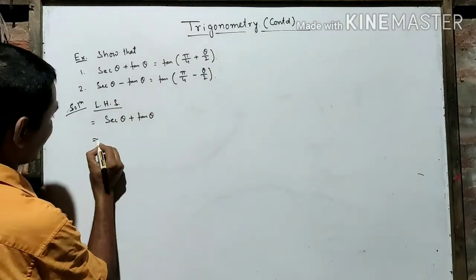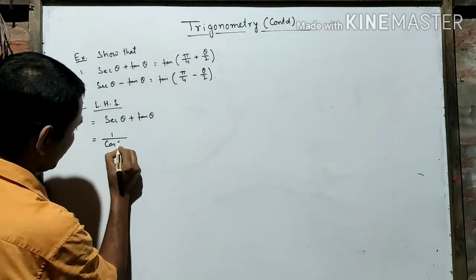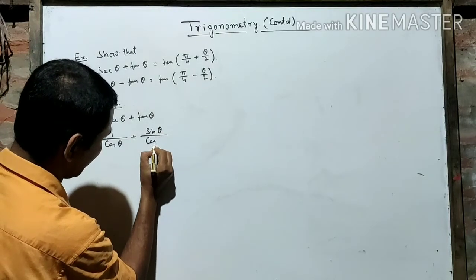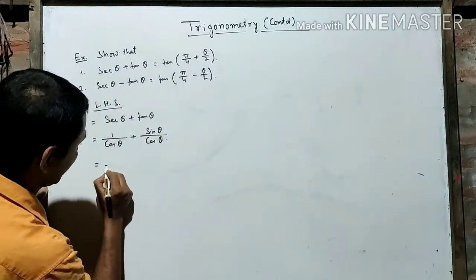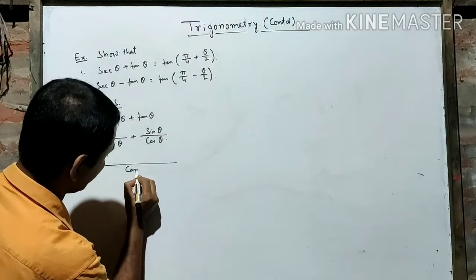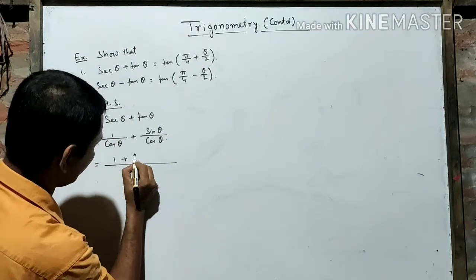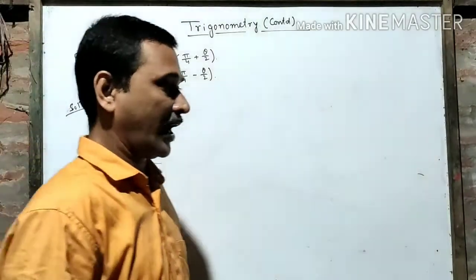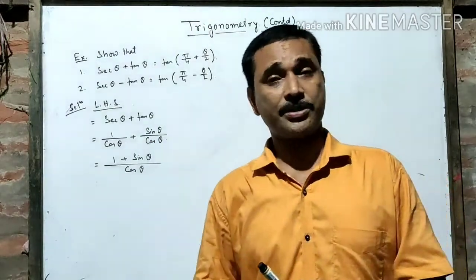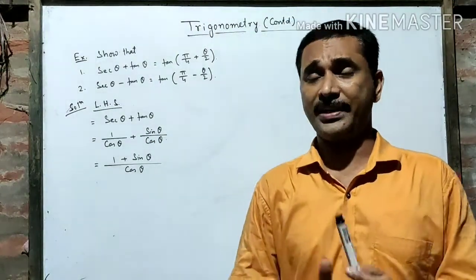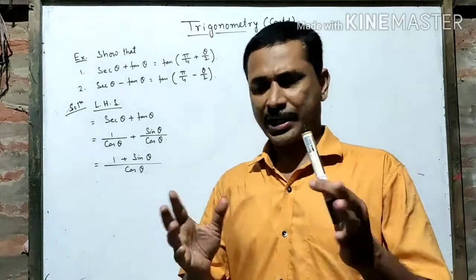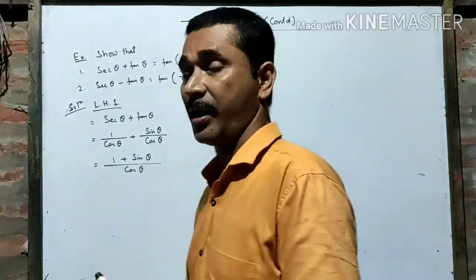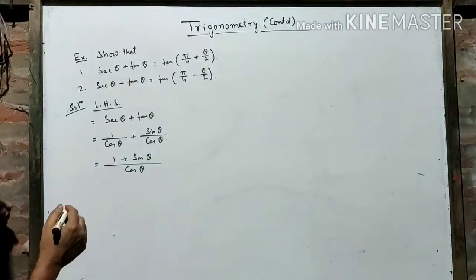Okay. Sec theta can be written as 1 by cos theta, plus tan theta is sin theta by cos theta. If we take the LCM, this will be cos theta, and in the numerator there will be 1 plus sin theta. Now what to do? Okay. I have talked about submultiple angles, and I have not given you any formula related to the submultiple angles. Actually, we don't need that one. Here you see how we will use the submultiple angles.